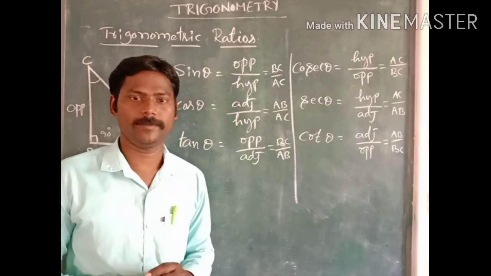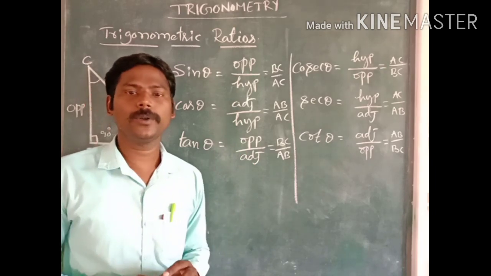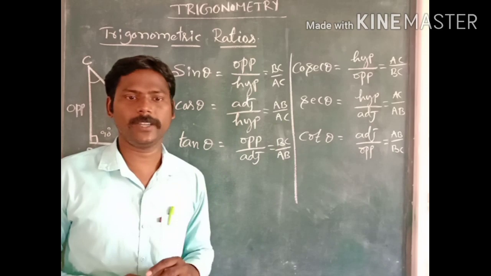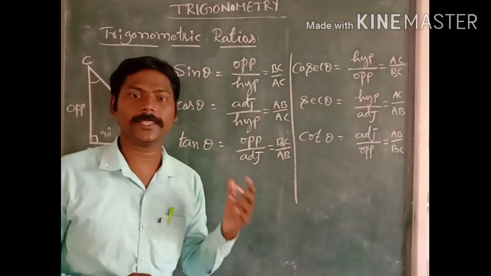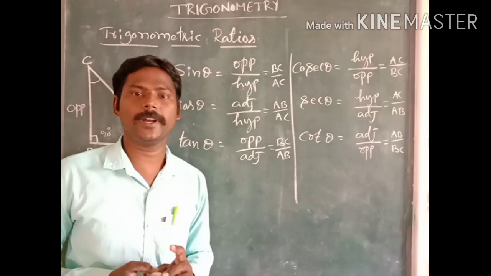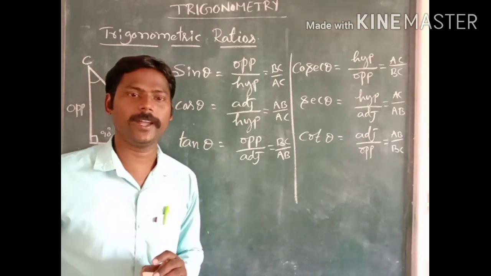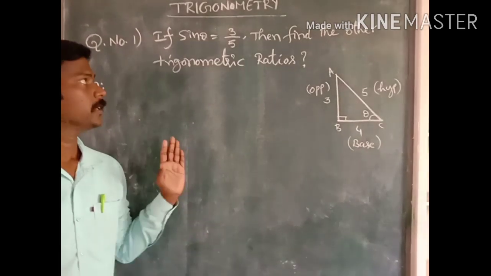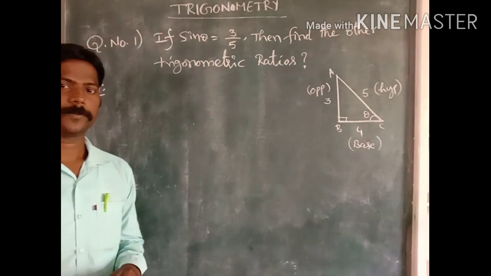Very important. Next we will see how to solve problems when two sides are given: how to find the other side and find the remaining five trigonometric ratios. We will see with examples. Okay, understand? Start. So observe, children. Question number 1.